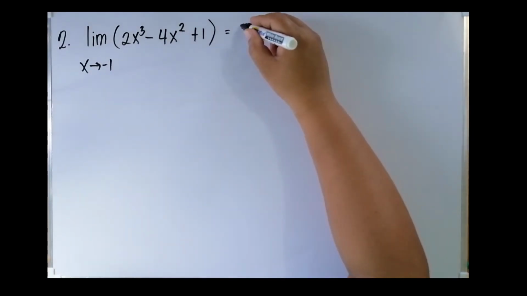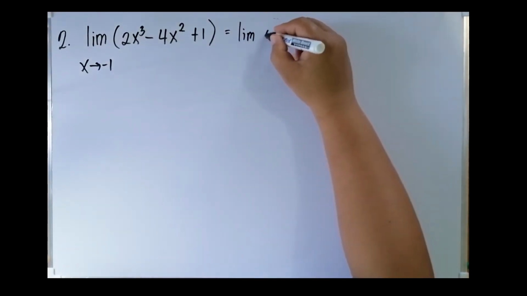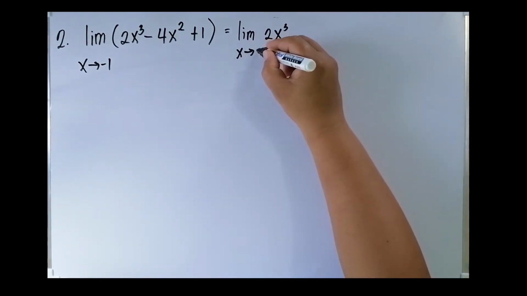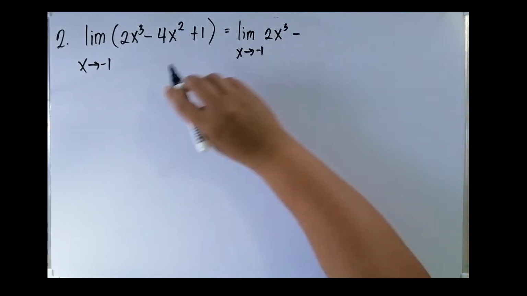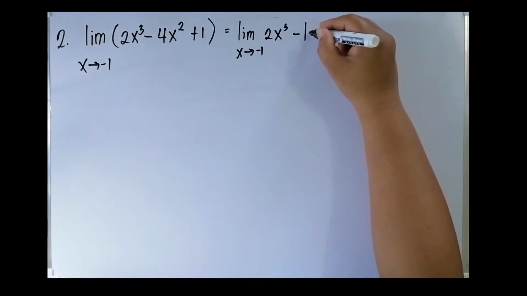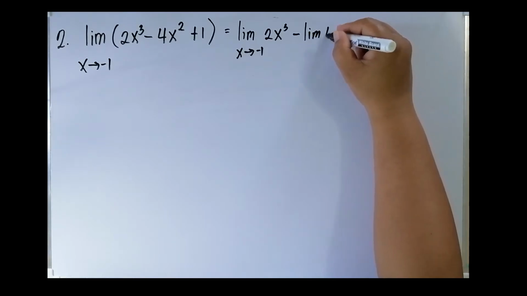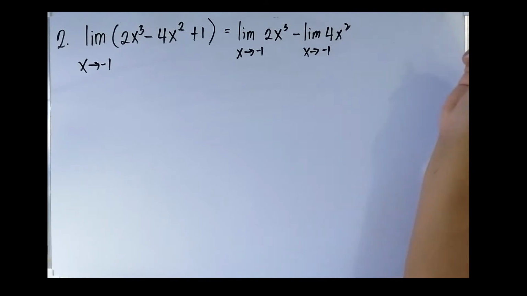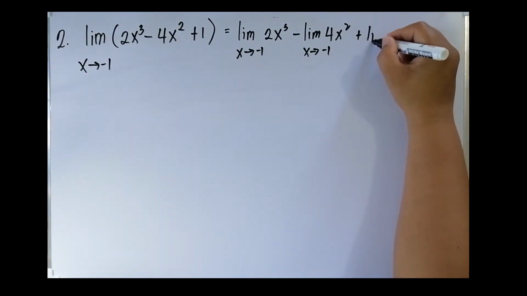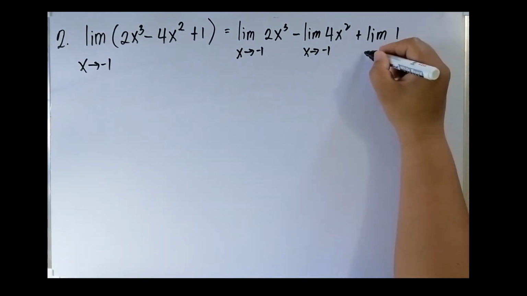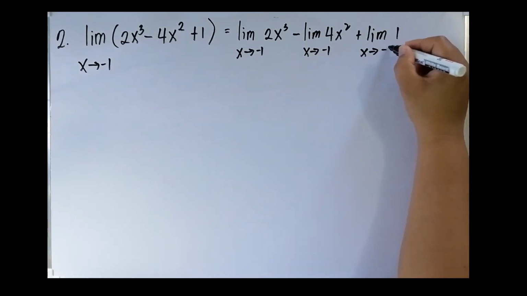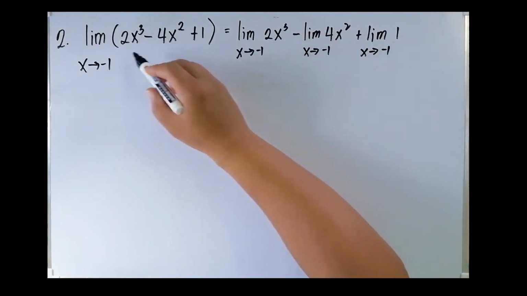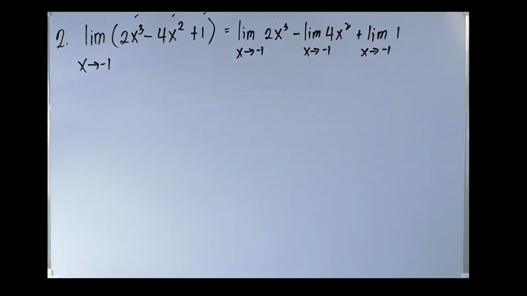So, we have the limit of 2x cubed as x approaches negative 1 minus the limit of 4x squared as x approaches negative 1 plus the limit of 1 as x approaches negative 1. So basically, ang ginawa lang natin dito ay pinaghiwalay natin yung mga individual limit of functions nila.